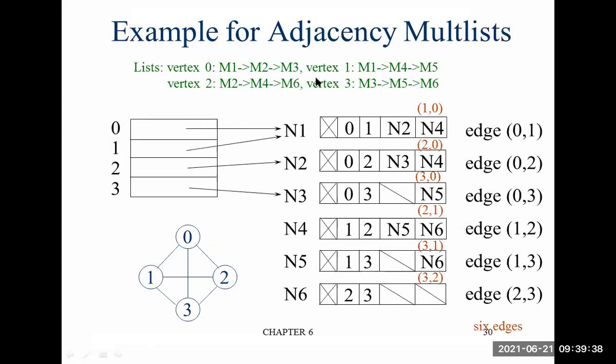So example of this adjacency multilist. See here we have this graph is there. Okay, see students, you have this graph. So how many vertices: 0, 1, 2, 3. So first you have to write the different possibilities of this edge: 0, 1, 0, 2 and 0, 3. Then you can represent 1, 2, 1, 3. Next you can represent 2, 3. So in this way you have to write the edges.